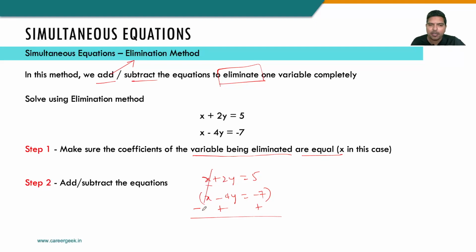Now when I add, this gets cancelled, x and negative x. Before adding, what we did was multiply by negative to both sides of the second equation so that one of the variables gets eliminated. That is important. Now 2y and 4y, 2y plus 4y will give us 6y, and 5 plus 7 is 12, so 6y is equal to 12, or you divide by 6 to get the value of y. So once you get the value of y, you can substitute in any of the equations.